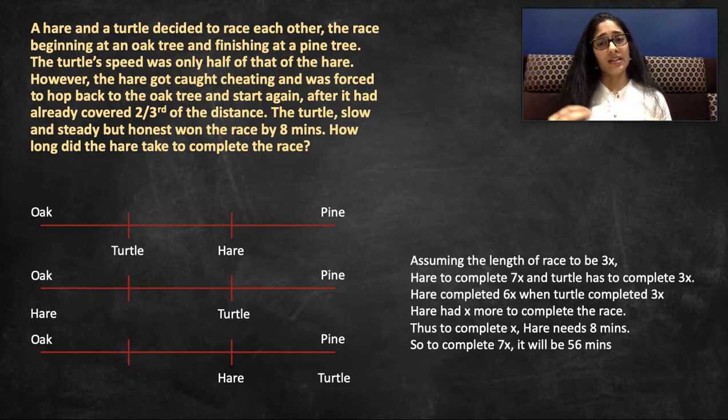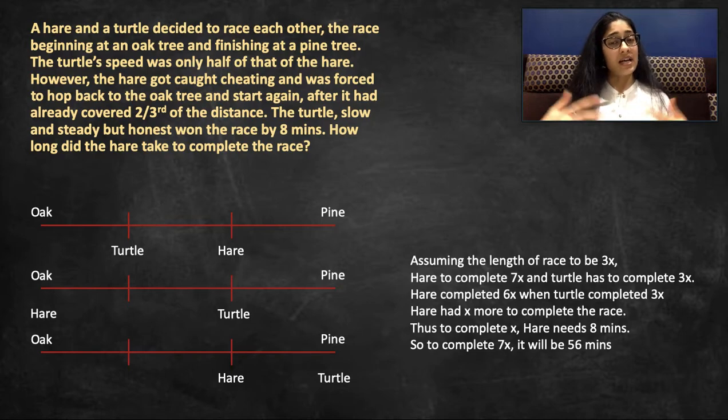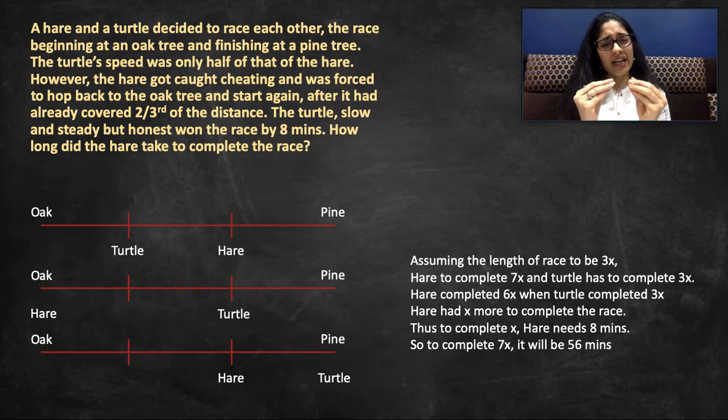Now we know that the speed of the hare is double the speed of the turtle. So by the time the turtle completes 3x, the hare would definitely complete 6x, which means the hare had x more to complete when the turtle had finished the race. Thus to complete this x, the hare needs 8 minutes. So to complete the whole 7x, the hare would have taken 56 minutes to complete the whole race. So I hope this is an easy explanation for you guys.